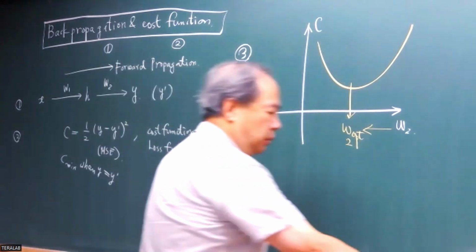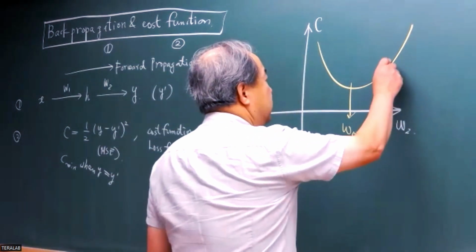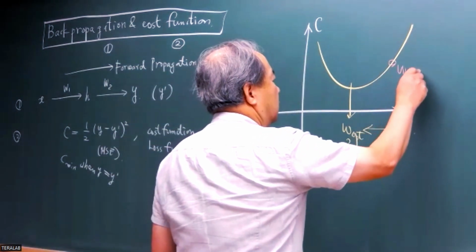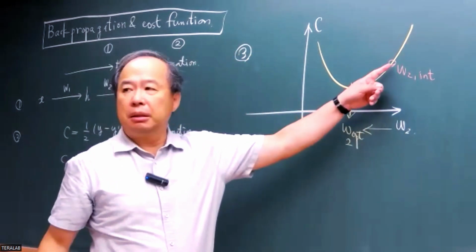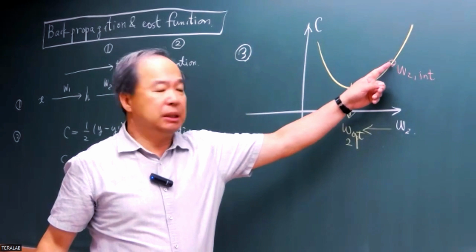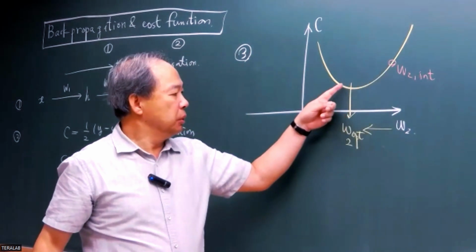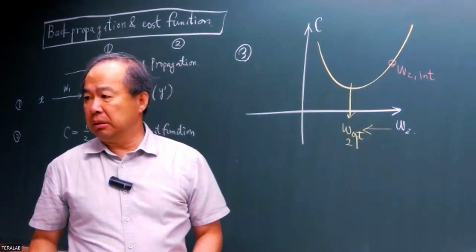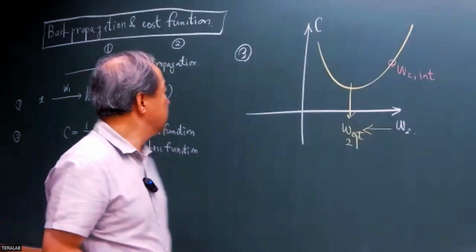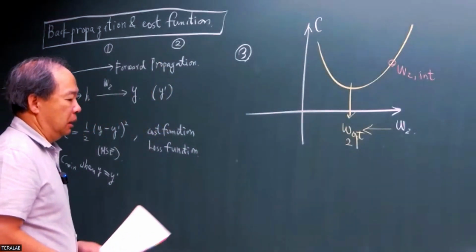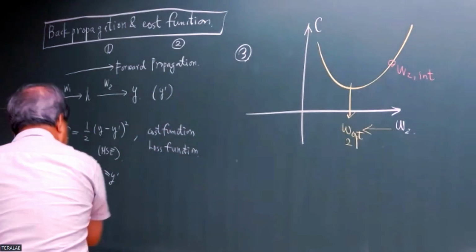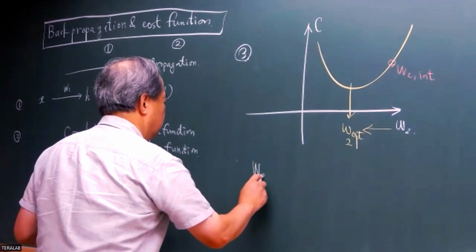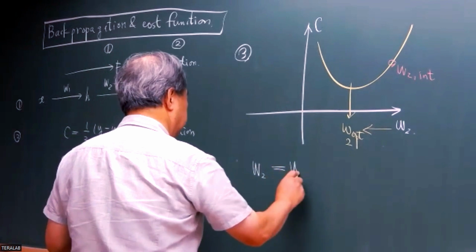Let's assume initially our W2 value is here, but we have to bring this W2 to W2 optimal. In order to do that, we have to update W2 with this form.